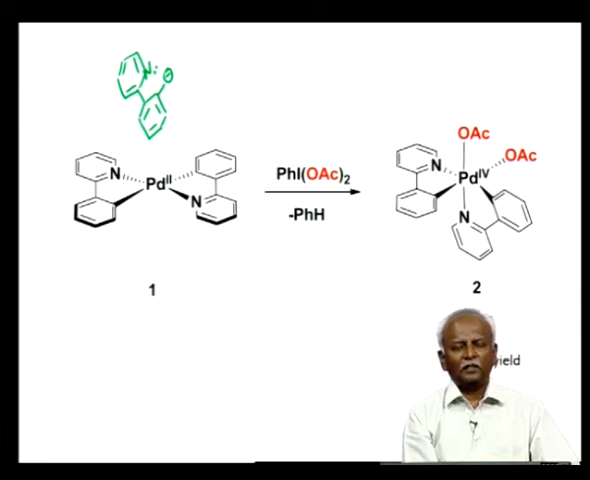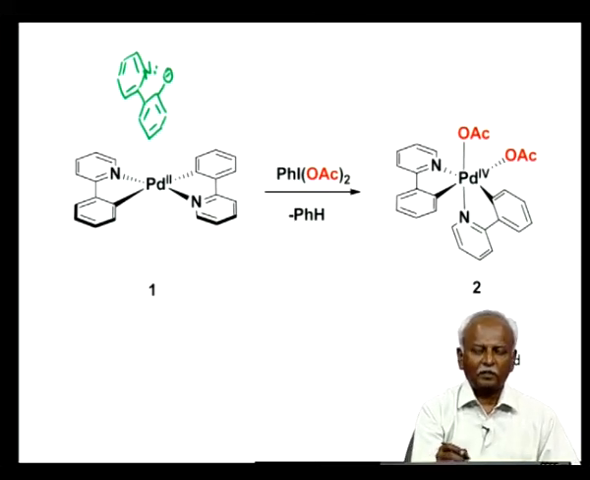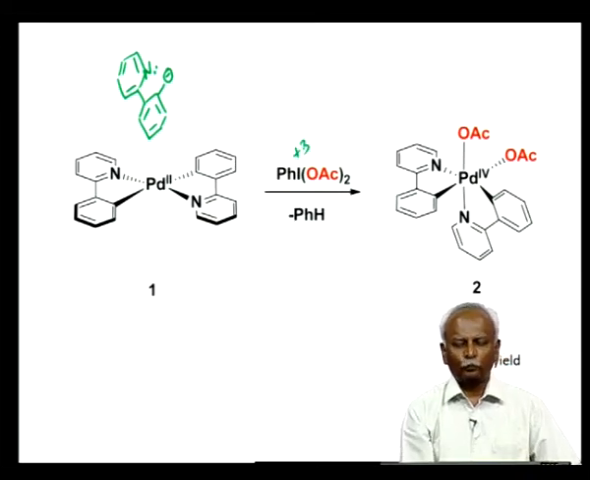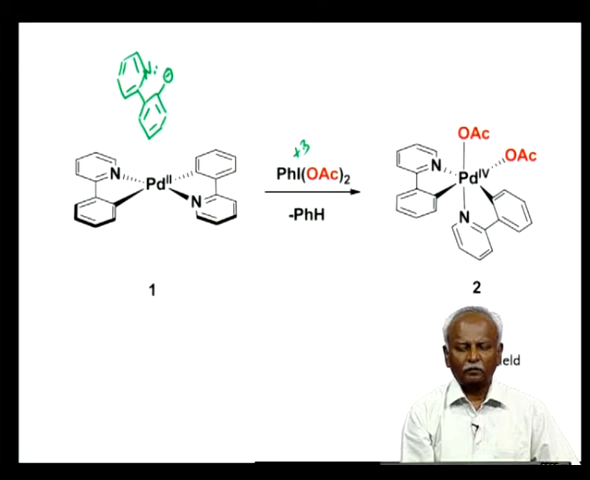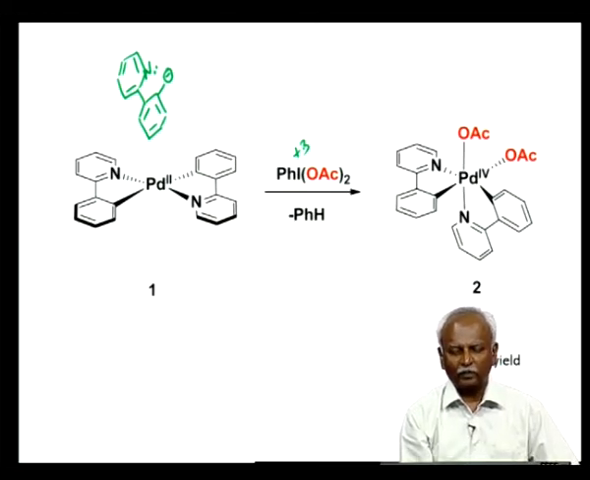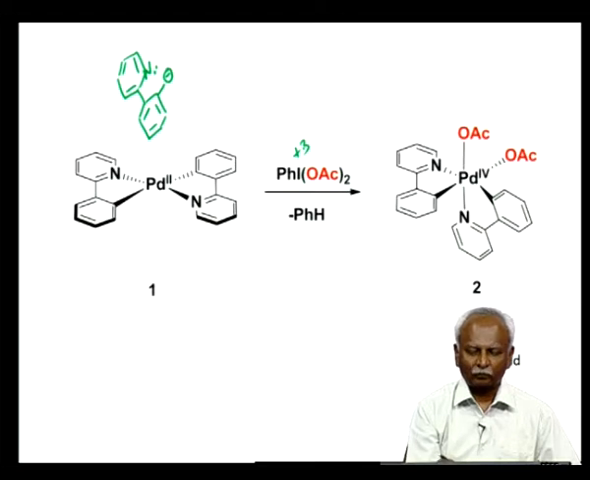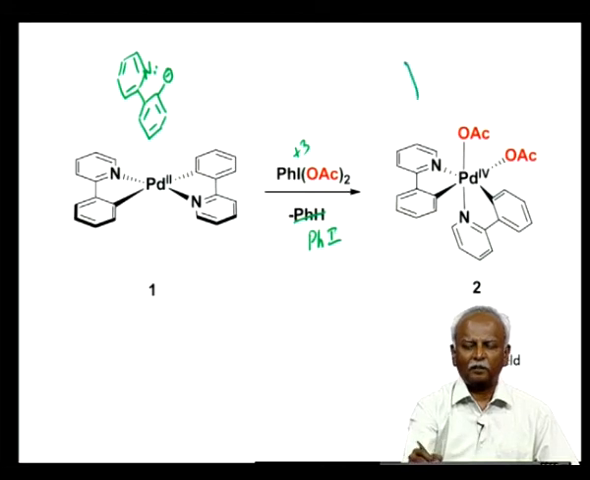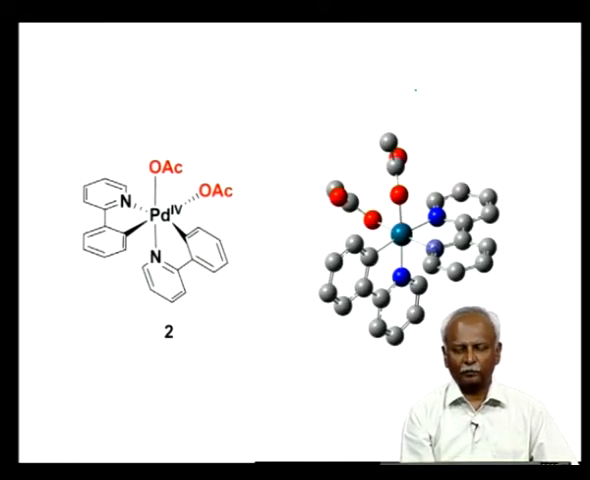You can oxidize this species with phenyl iodosoacetate, which is an oxidizing agent which has iodine in the +3 oxidation state. If you treat this molecule with phenyl iodosoacetate, you will end up with removal of PhI, this is actually minus PhI, and OAc is added on to the palladium. So, a palladium(IV) complex is formed, and this is formed in good yield, and this now allows you to characterize this intermediate very well and then study the reductive elimination.